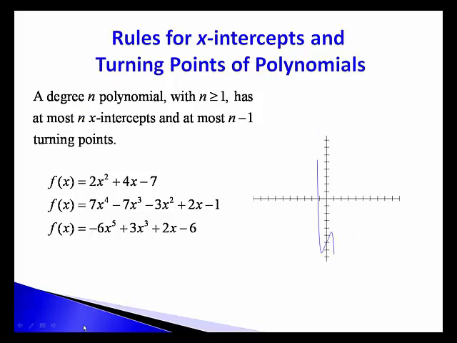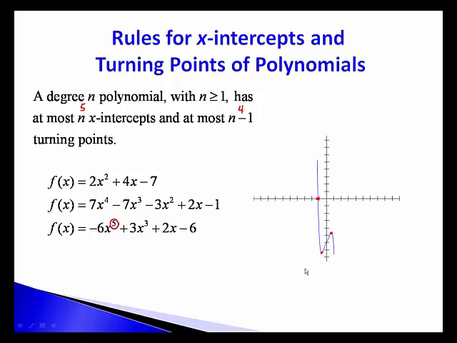And then let's look at our last one. It has a degree of 5, so it can have at most 5 x-intercepts, and it can have at most 4 turning points. Look at this and tell me, how many x-intercepts do we see? 1 right there. And how many turning points do we see? 1 right here and 1 right here.